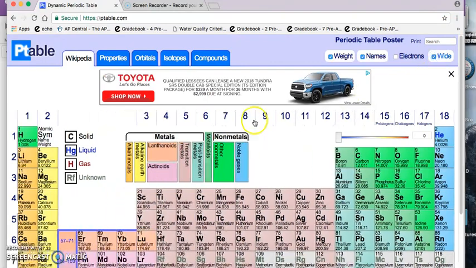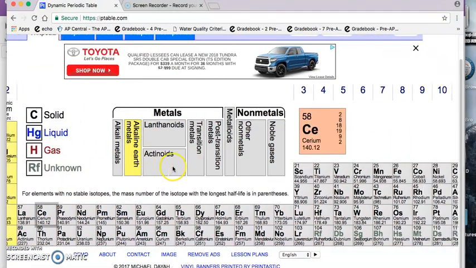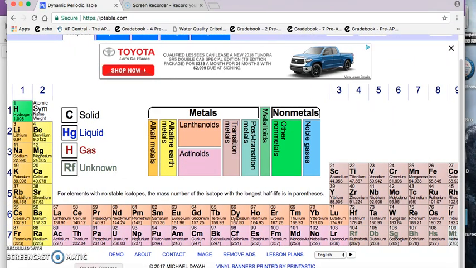But again, if you go to ptable.com, press wide, this will make your life easier. You don't get this kind of periodic table on the AP exam. You get the collapsed version. So I'll let you fill those out.